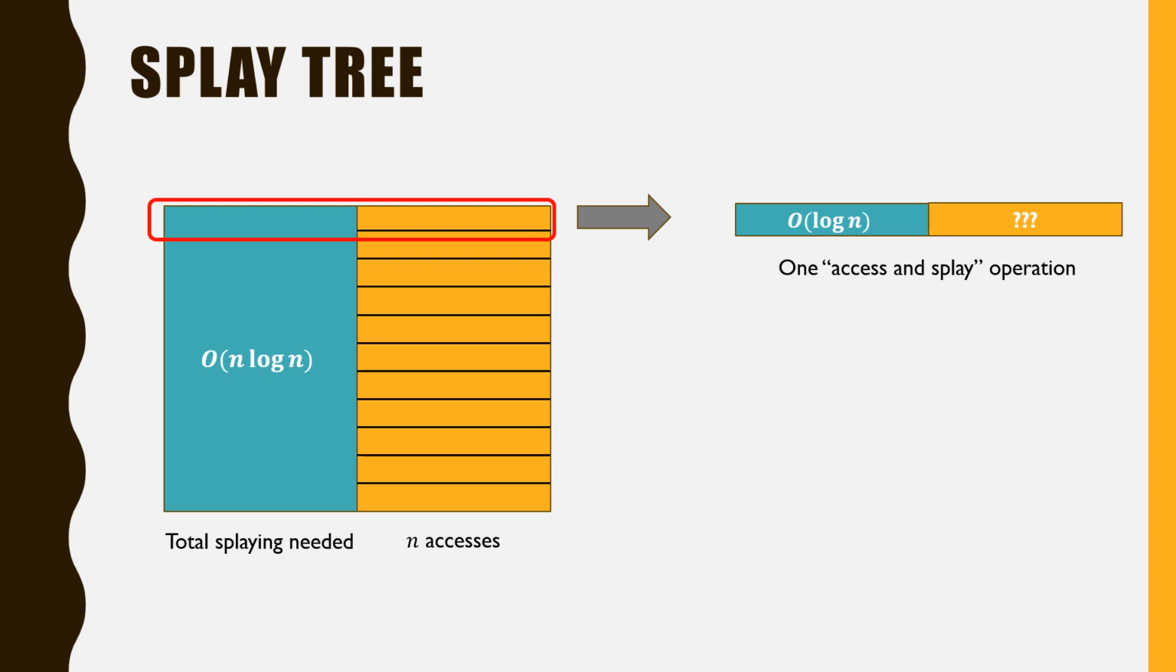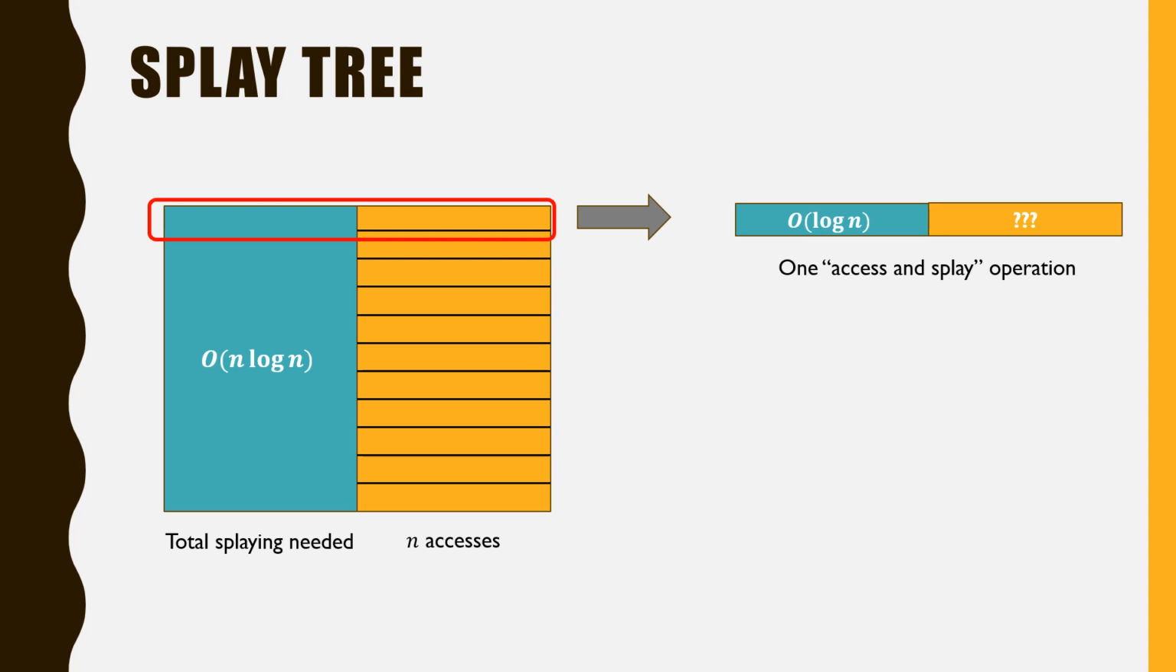Since each splaying operation requires only constant time O(1), the time complexity for the splaying part of an access and splay operation is O(log n). In other words, the cyan part of the strip, representing the splaying part of an access and splay operation, takes O(log n) time.